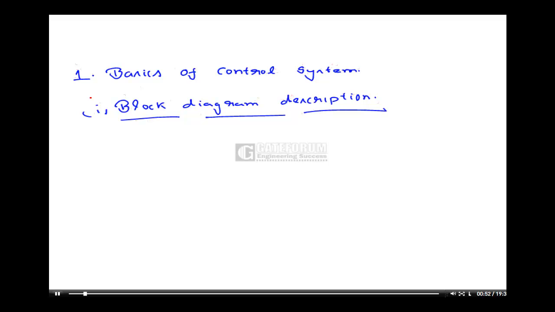Why is a block diagram required? See, it can be used to simply describe the composition and the interconnection of a system. For example, if we take a DC motor control system, and if we want to represent it in the form of a block diagram, then I have some input voltage.